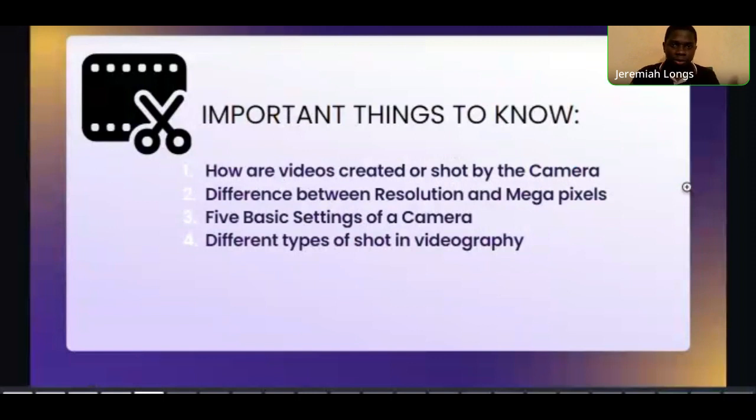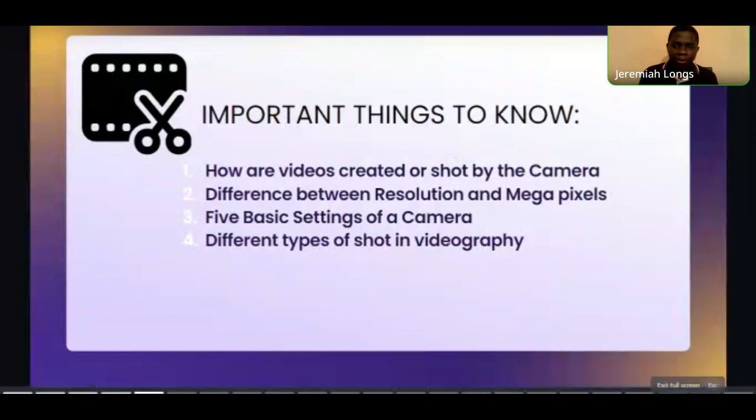Important things to note: how are videos created or shot by the camera? The difference between resolution and megapixels. Five basic features of a camera, and different types of shots in videography. These are things you need to know so that they guide you in your video editing. We don't just jump into the application without giving you this basic knowledge. It would be tough and difficult. But with this basic knowledge, it will be simpler to understand any application you are dealing with. So first things first, how are videos created or shot by the camera?